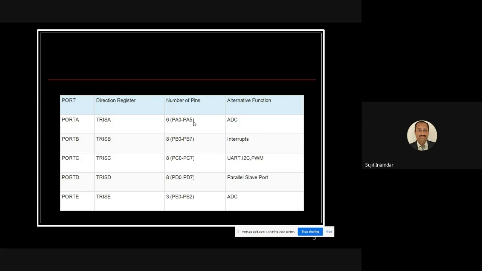PE0 to PE2. It is wrongly placed over here; it should be PE2. So I will make that correction and I will share this PPT. But right now also, don't get confused over here. PE0 to PE2, so which are these 3 pins?